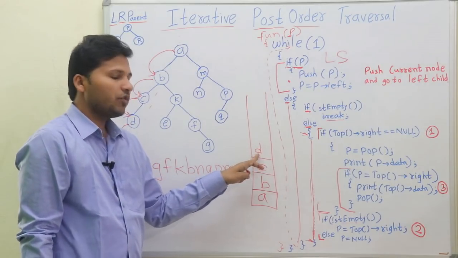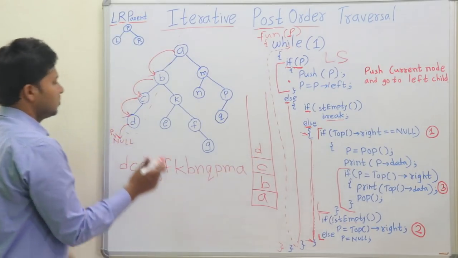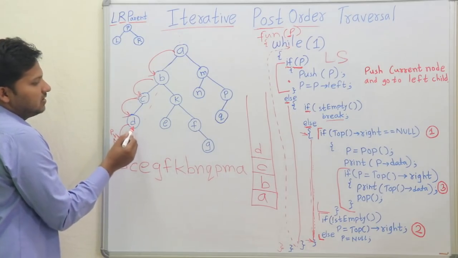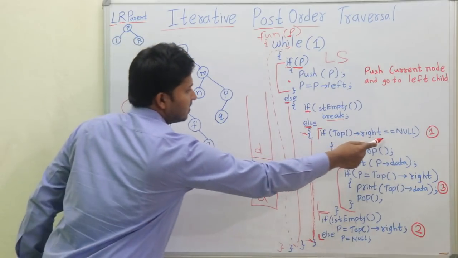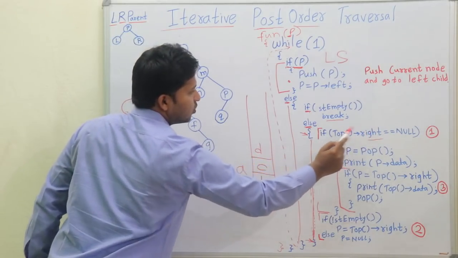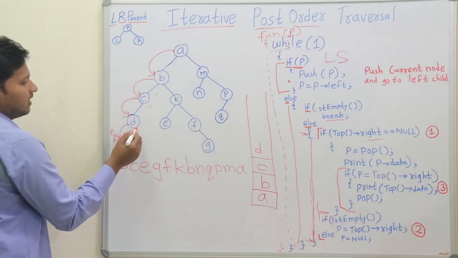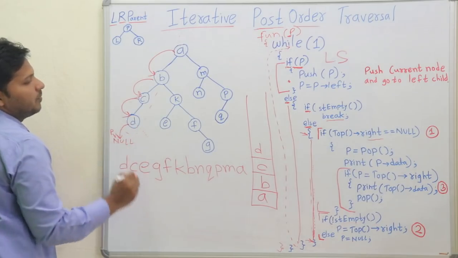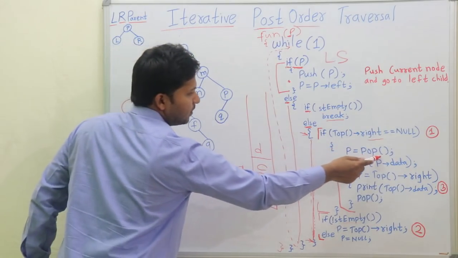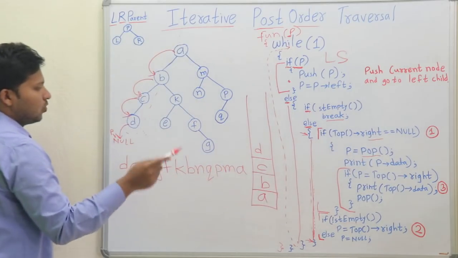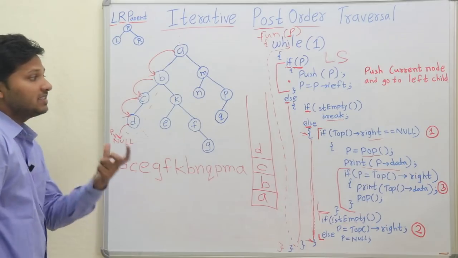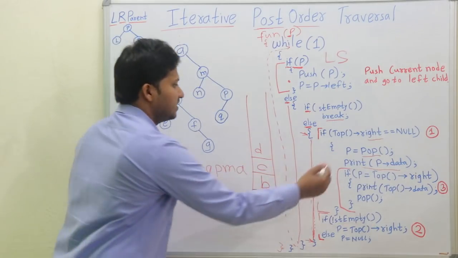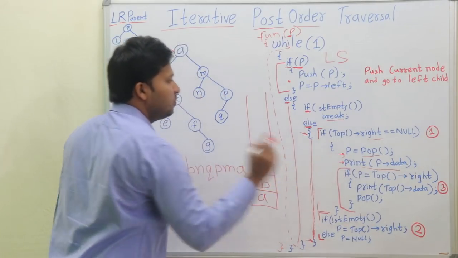What is the top node of the stack now? See, the top node of the stack is D. So the node D is here. We will check whether the right child of the top node is null, and if the right child is null, then what do we do? We pop that node and we print that node. Okay, so what is the meaning of these two statements here? I will tell you the meaning.